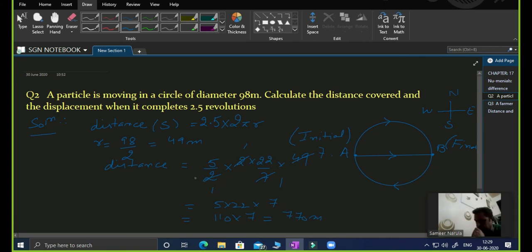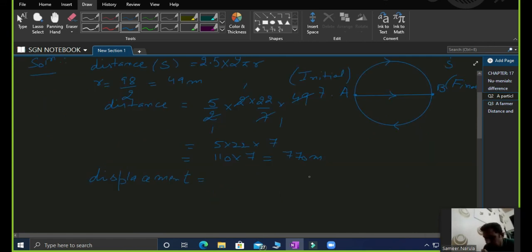This is how we found the distance. There are 2.5 revolutions. The diameter is 98 meter. Radius would be 49 meter. The distance would be 2.5 multiplied by 2 pi r. So as per the calculation, we are getting 770 meter as the distance. Now we move on to find out how the displacement would be.